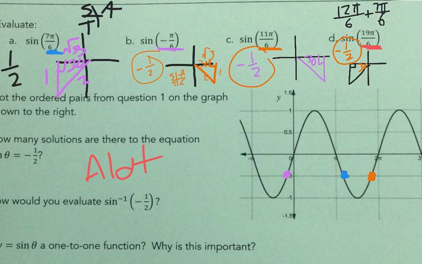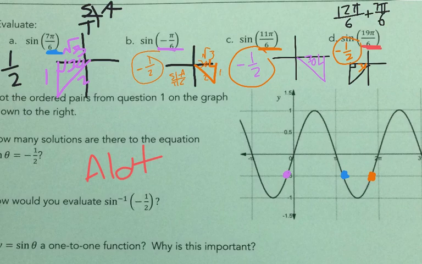So a function, what was the definition of a function? Every input, x, has exactly one output, y. It passes the vertical line test. So is sine of theta, or sine of x, a function? Yes. Every input has exactly one output. But is it a one-to-one function? One-to-one means every output also has one input. We can think about passing the horizontal line test. It's not one-to-one. So it is a function, but it's not one-to-one, so I can't find the inverse of it.